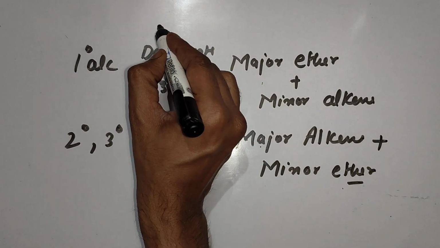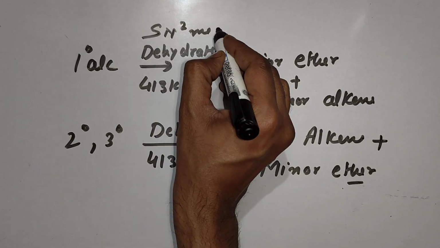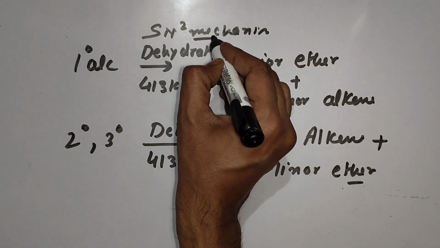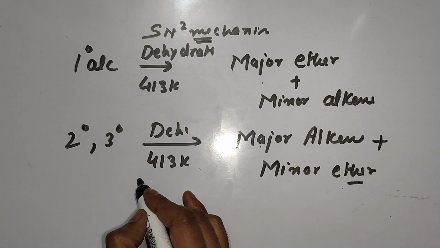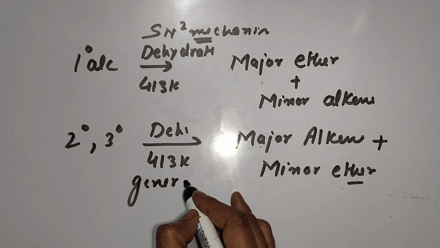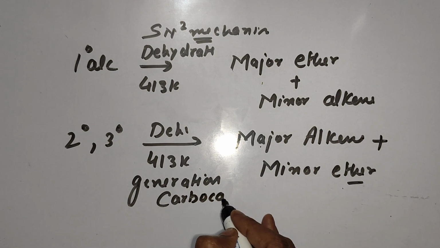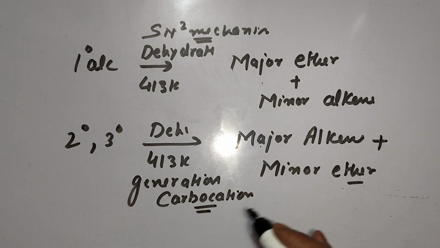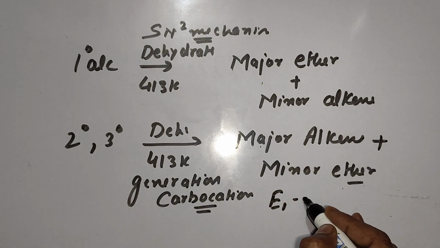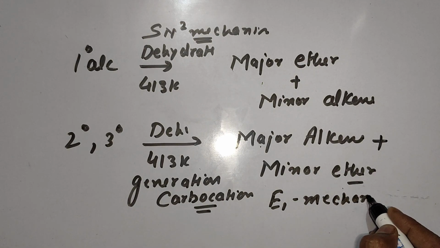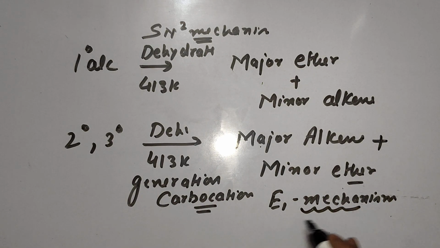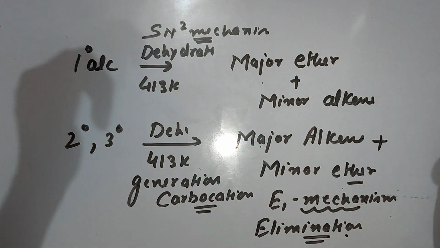Here the reaction is happening with SN2 mechanism, and here we are following generation of carbocation. That mechanism is also known as E1 mechanism. Unimolecular elimination mechanism. That's it. This is the end of the video.